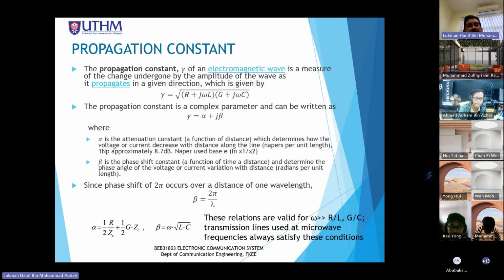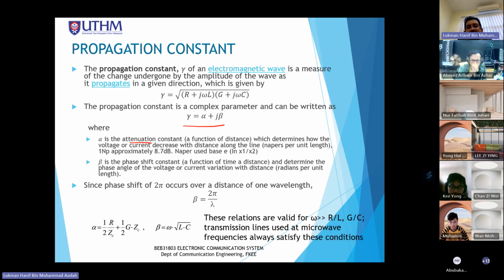Another parameter is the propagation constant, which we call gamma, equal to alpha plus j beta, where alpha is the attenuation constant. Alpha is a function of distance which determines how the voltage or current decreases with distance along the transmission line. The unit is Nepers per unit length.